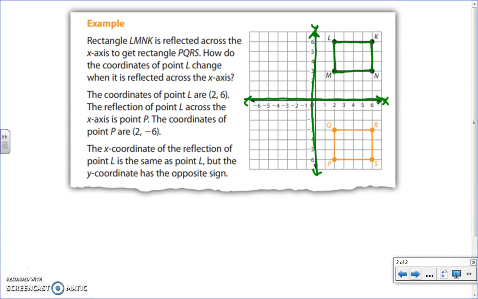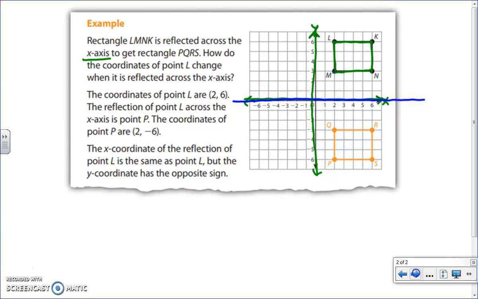And it says that rectangle LMNK is reflected across the x-axis. So it's important to understand that we reflect across the x-axis like folding along the x-axis. So folding the top down on top of the bottom. So believe it or not, this is all related to absolute value.